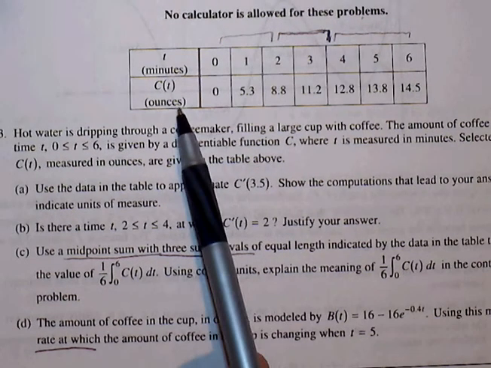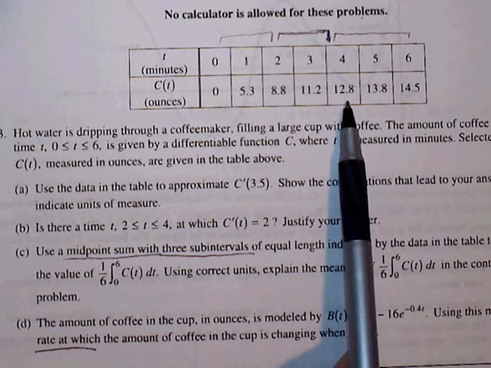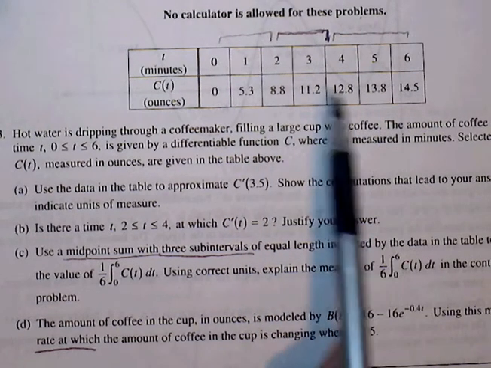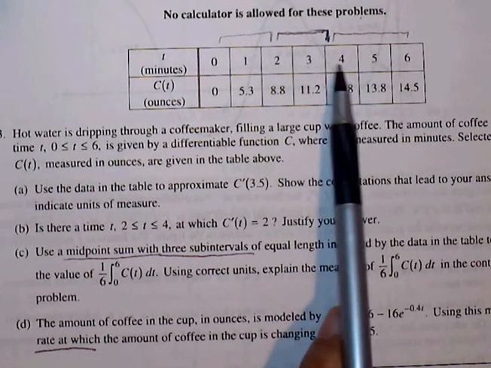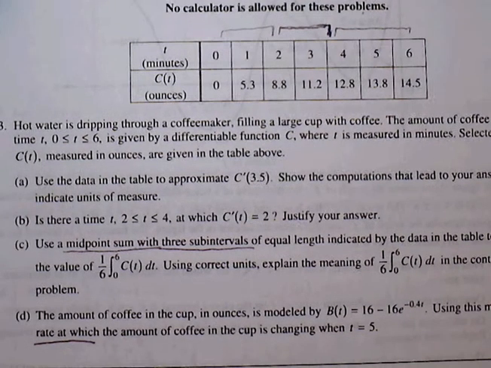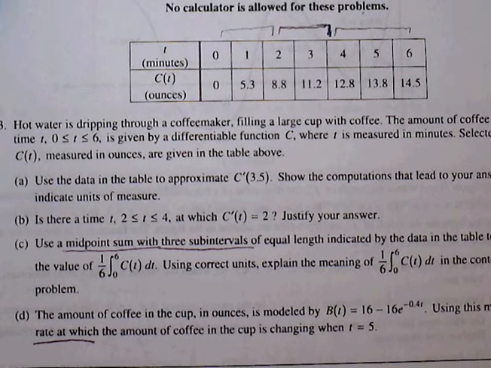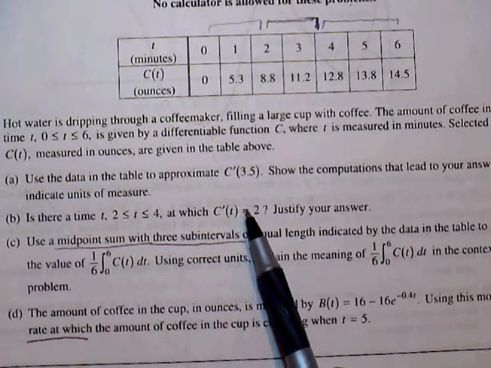So this is not a rate here. This is going to be the amount of coffee that is in the pot at a given time, either 1, 3, 4, 5, or 6 minutes. So for part A, it says use data in the table to approximate c prime of 3.5. Show the computation that leads to your answer.